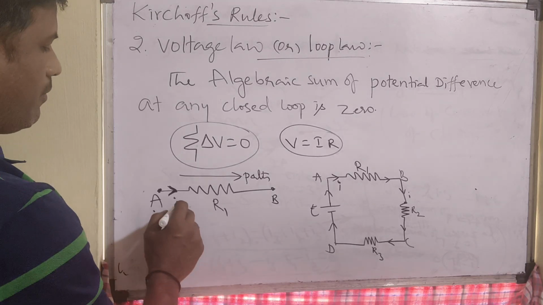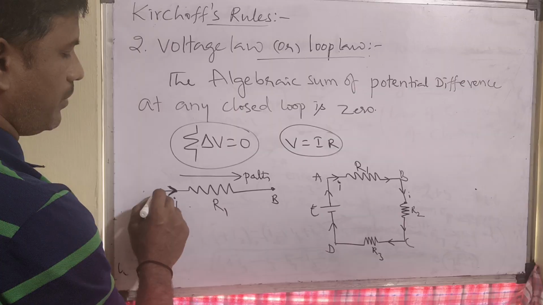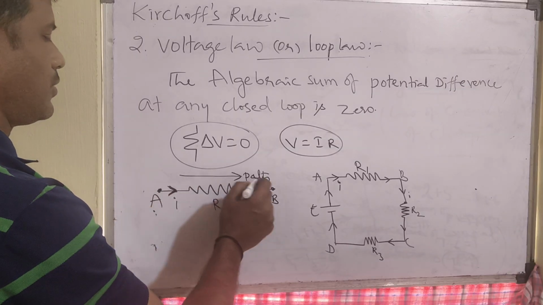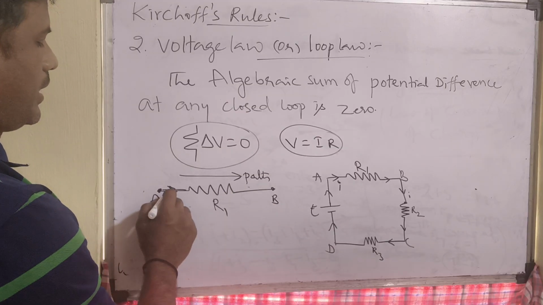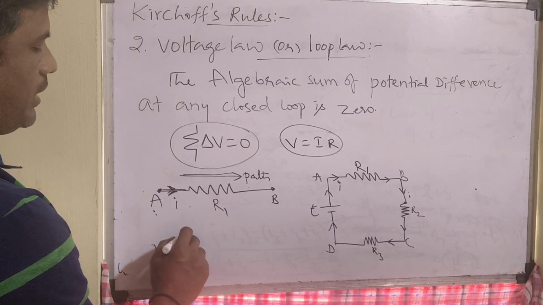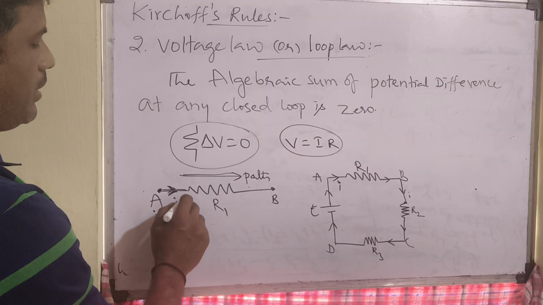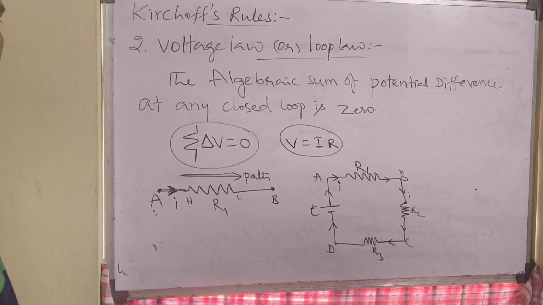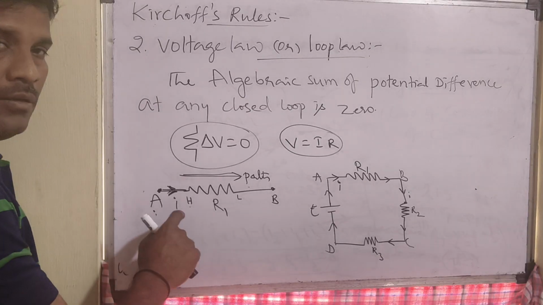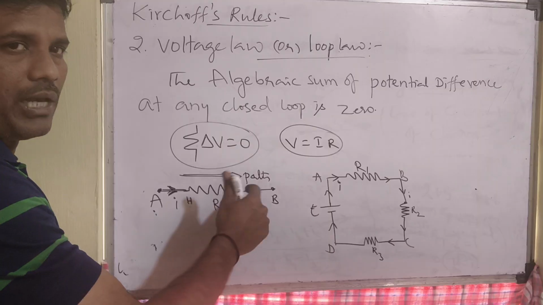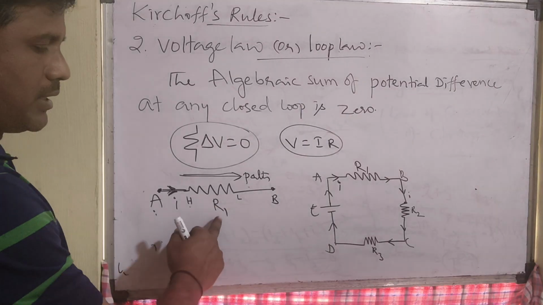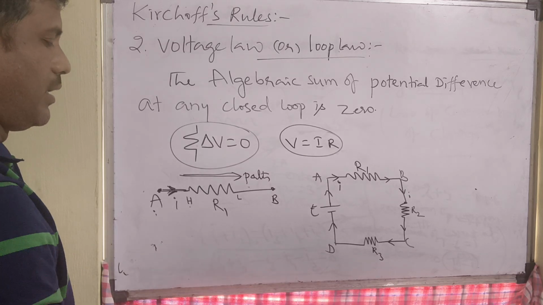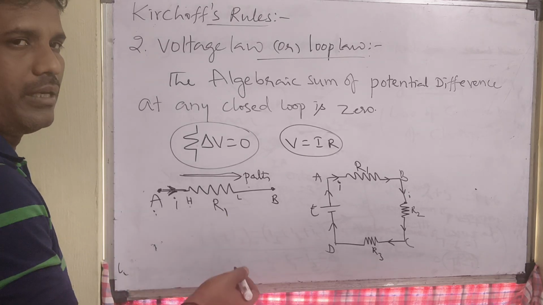What are the rules? First, current is passing from A to B in the path direction. Current direction and path direction are both in the same direction. Here, the first main thing is that this is high potential and this is low potential. Why? Because it is a basic thing: whenever current passes through a resistor, the current value decreases. Why? Resistance opposes the flow of current. That is the definition of resistance. Opposes means decreases.